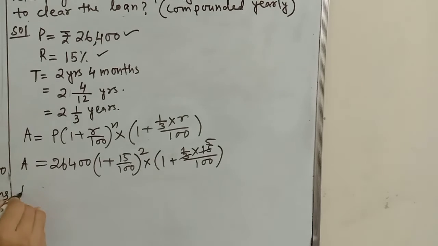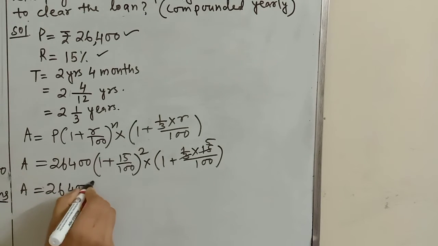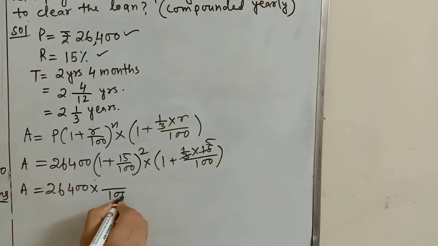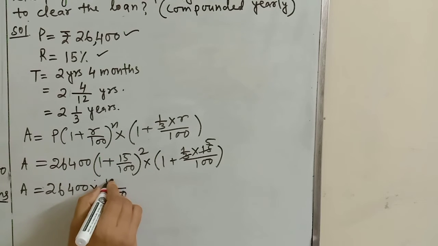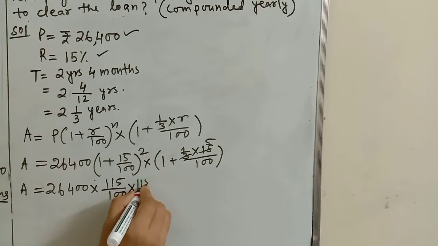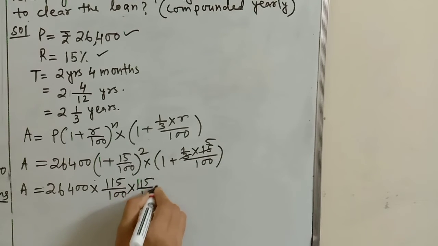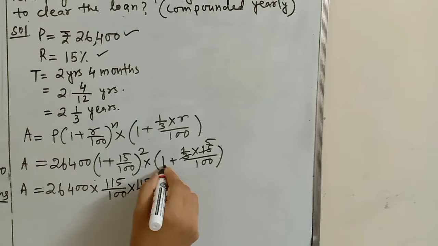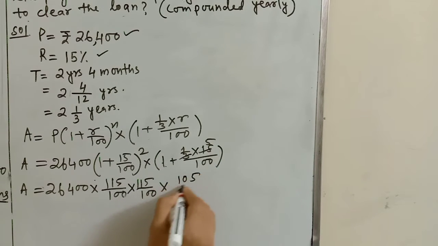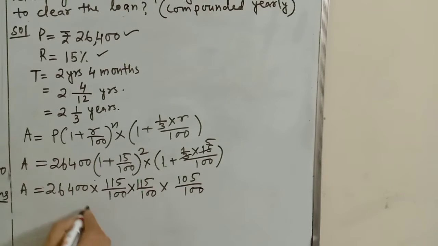Amount is equal to 26,400 into, now boys you know that it is 100, and 100 plus 15 directly you can write 115, 2 times, so same thing you can write 115 by 100 into, now it is 1 plus 5 by 100, so 105 by 100. Now cancel this, 0 0 0 0.